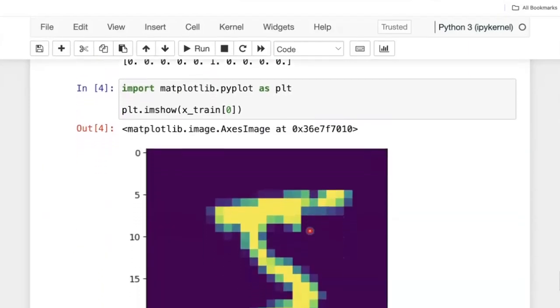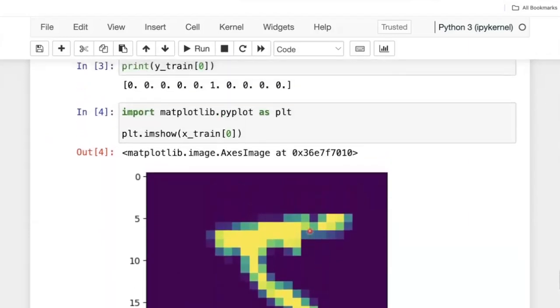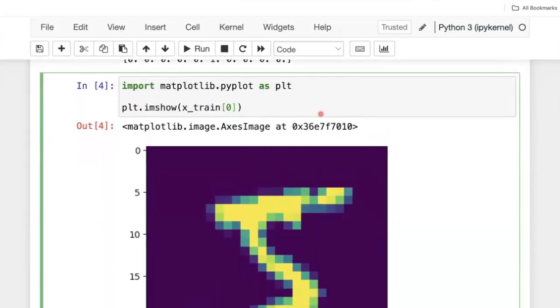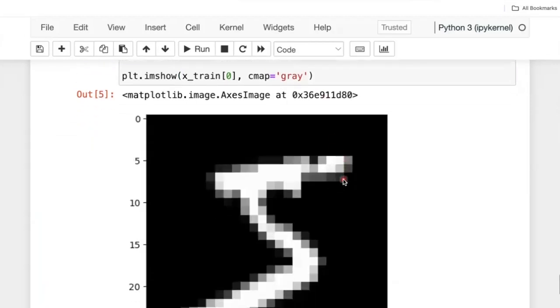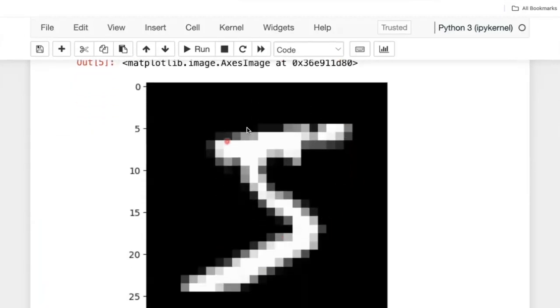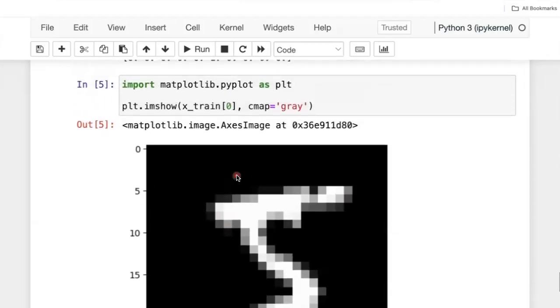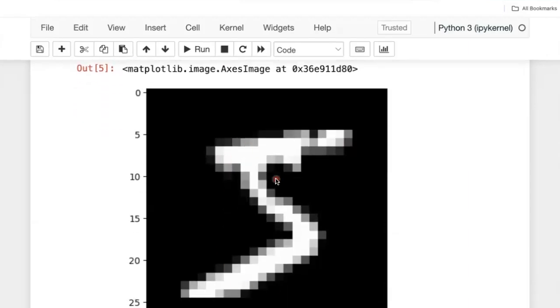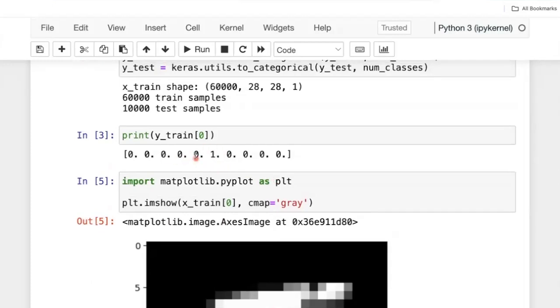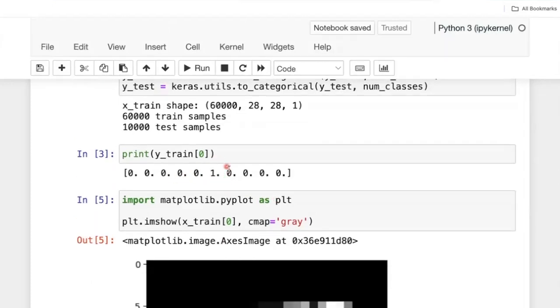And here you can look at one of these images. The reason you see the color here is because I have to put cmap equals gray, just to make sure that this is actually shown as a grayscale image, which is a little bit better. You can see that this is one of the images we have, and this is indeed digit 5, as we expect, because that's what the label shows in the form of one-hot encoding.